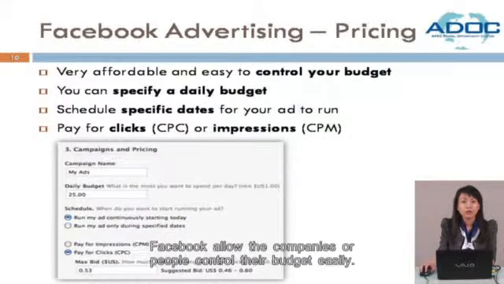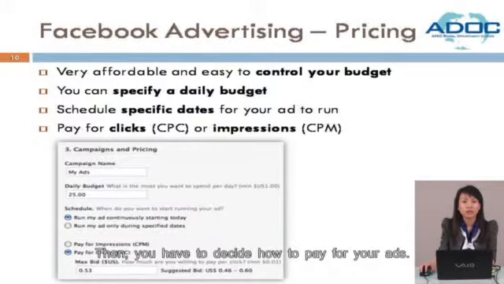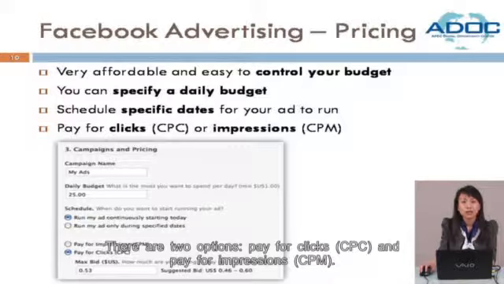Facebook allows companies or people to control their budget easily. You can specify a daily budget and then schedule specific dates for your ad to run. Then you have to decide how to pay for your ad. There are two options: pay per click, CPC, or pay for impressions, CPM.